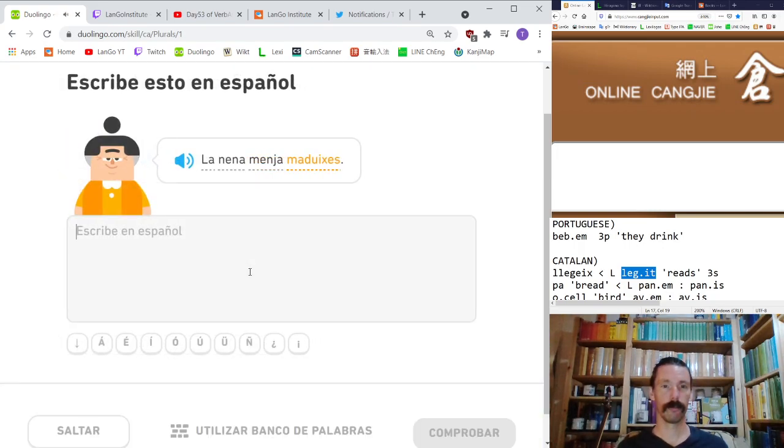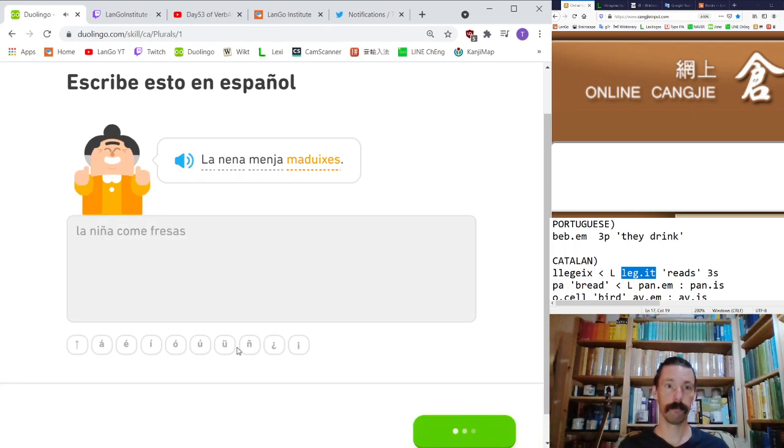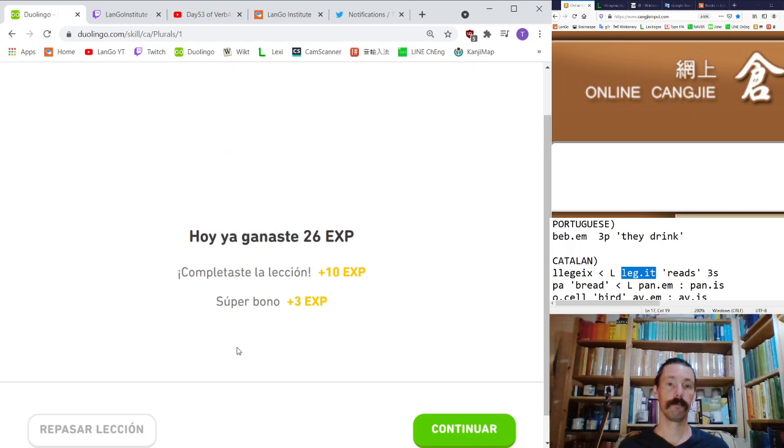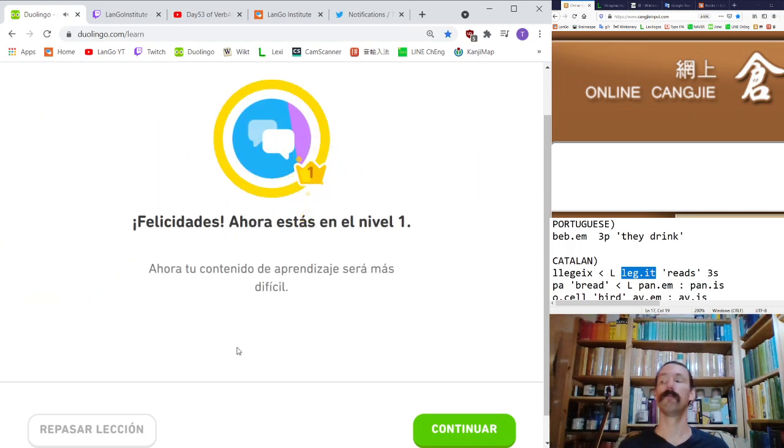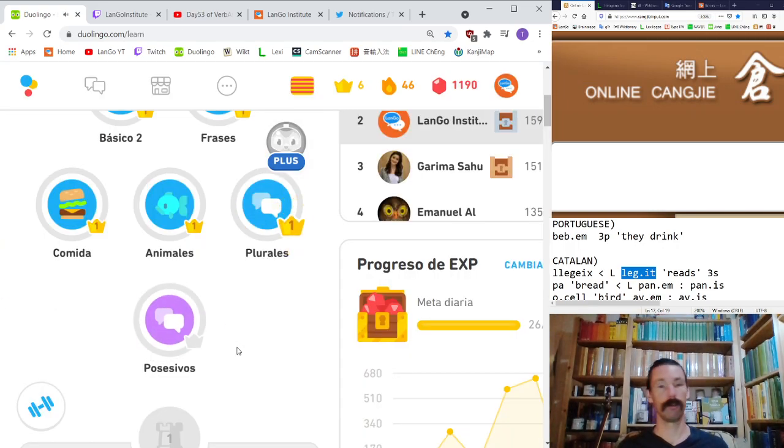La nena menja maduixes. Maduixes is fresas. La nena, la niña, come, menja, fresas, strawberries. Beautiful.